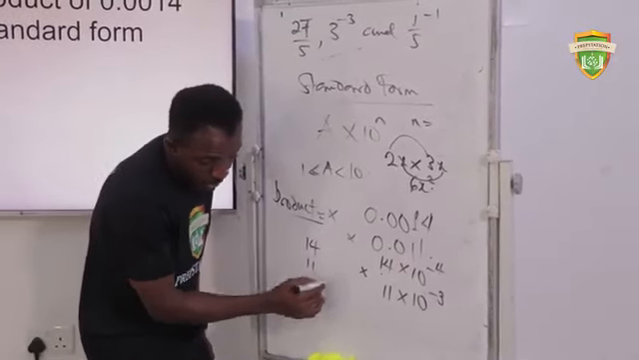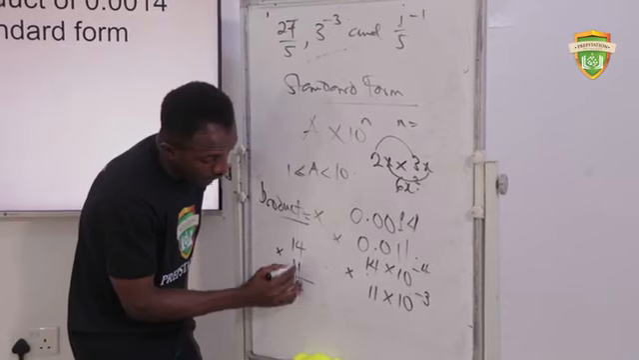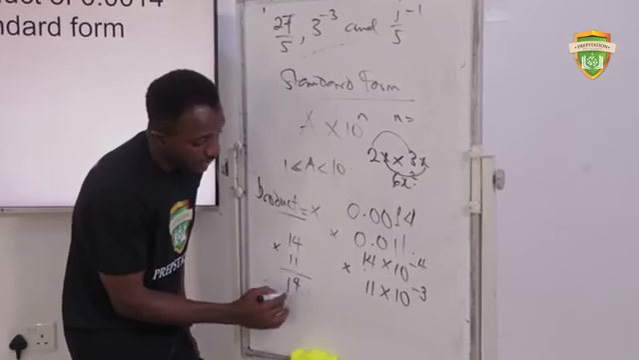Let's do your normal multiplication. 1 times 4 is 4. 1 times 1 is 1. 1 times 4 is 4.